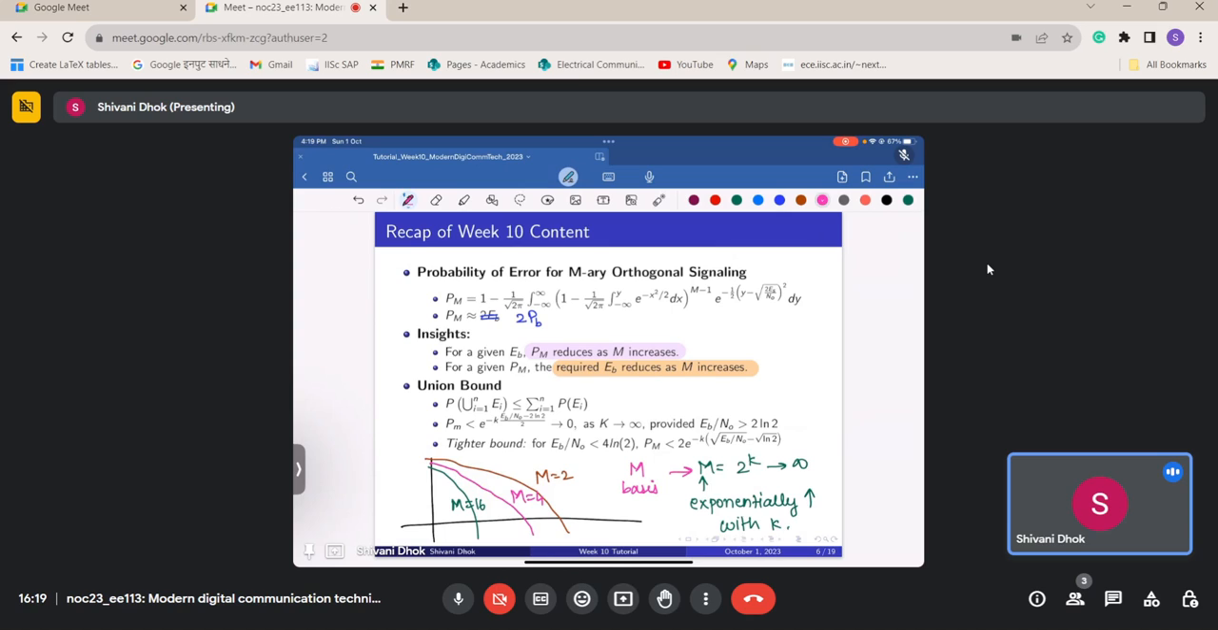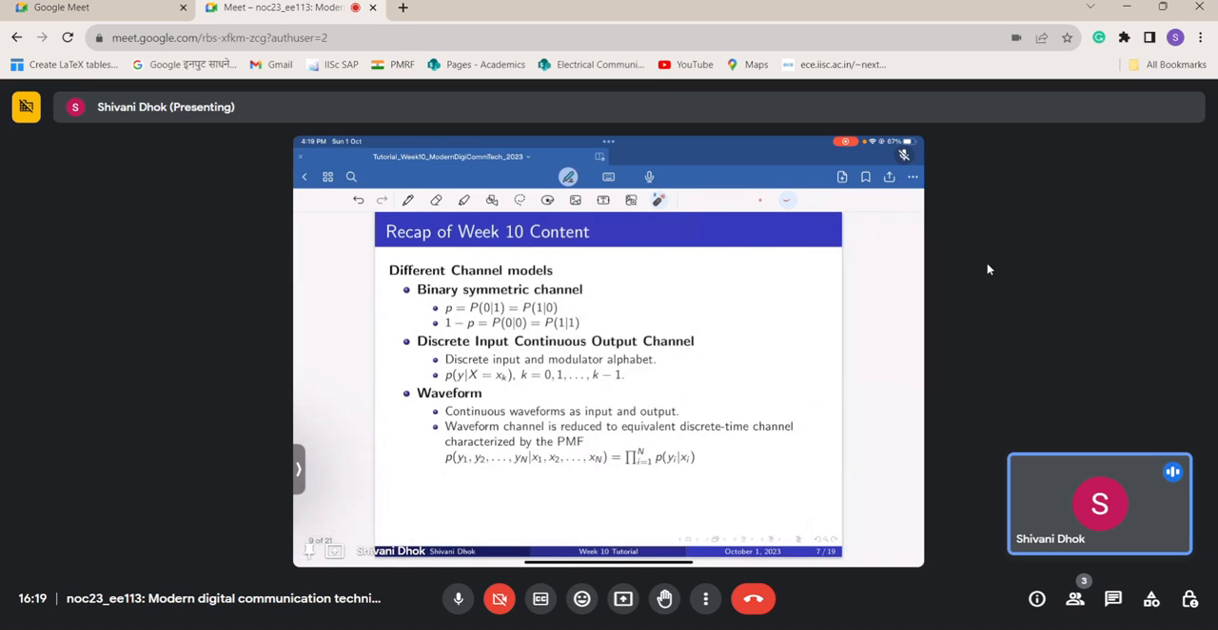So we are trading off our probability of error with the cost of using higher bandwidth, which may not be desirable in many cases. So these are some of the insights that we looked at. After looking at these, we said that okay, now we'll start looking at a new concept, which is channel capacity, which was not introduced in that. However, to understand that concept properly, we first looked at different channel models.